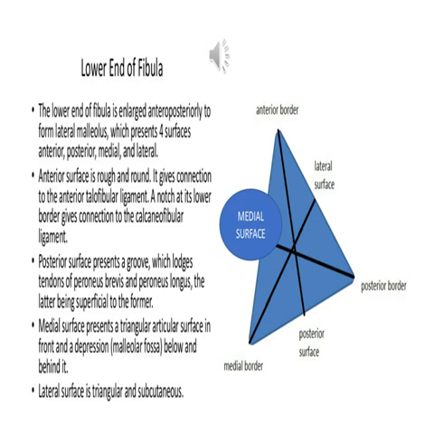The anterior surface is rough and rounded. The posterior surface is marked by a groove which lodges the tendons of peroneus brevis and peroneus longus, the muscles of the lateral compartment. The longus tendon is superficial to that of the peroneus brevis.